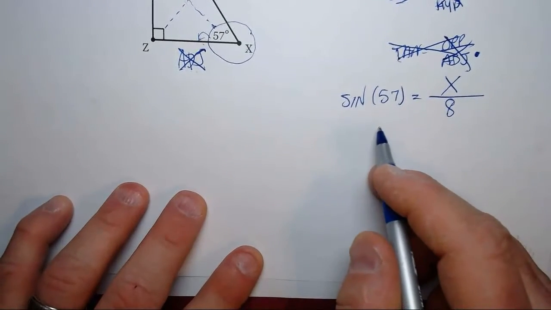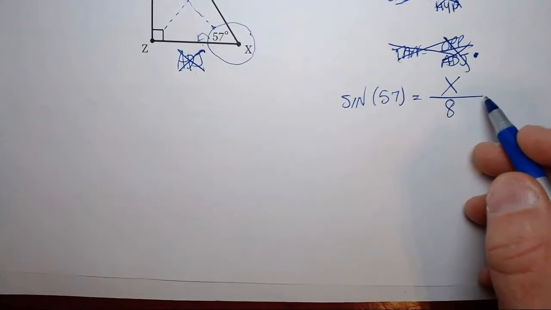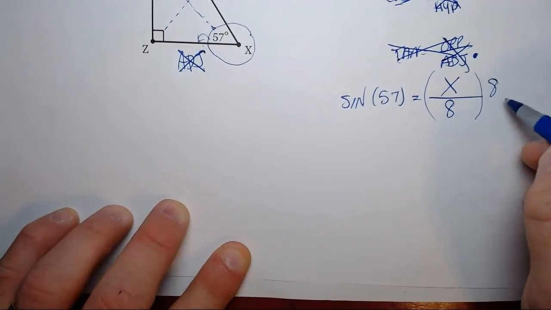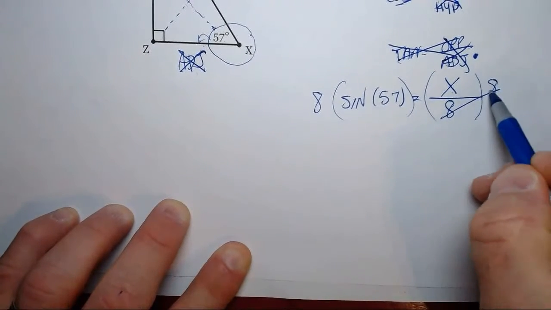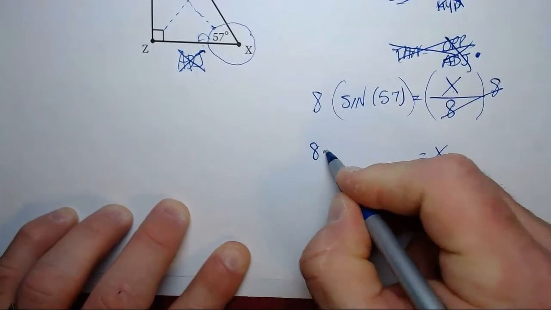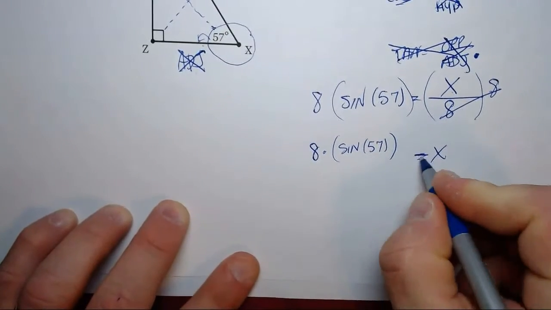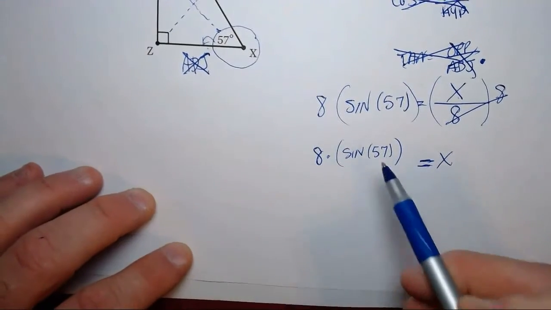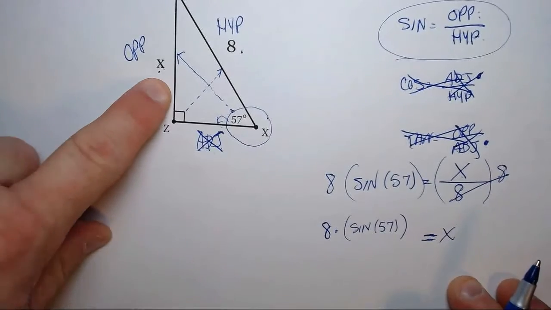Alright, so we got our equation. Now we're going to solve algebraically for x. The first thing I'm going to do is multiply this by the denominator. What I do to one side, I must do to the other. X times 8, and then turn around and divide it by 8 just leaves me with x. And over here I have 8 times the sine of 57 degrees. That equals x. So literally at this point, all I got to do is put in the calculator 8 times the sine of 57 degrees, and I'll have my answer of what the length of x is.